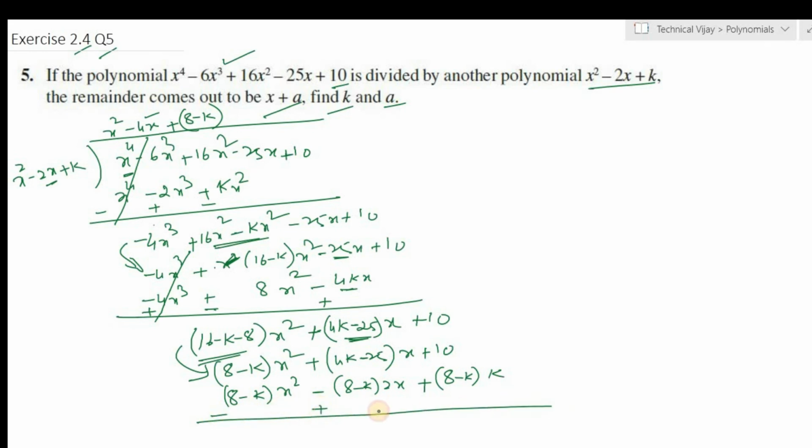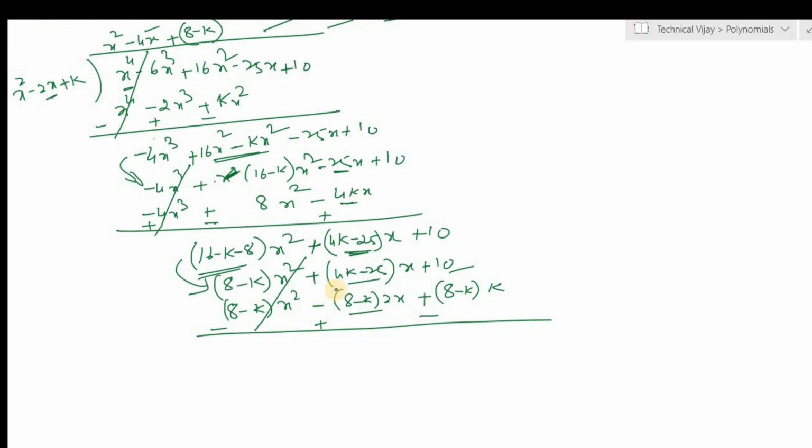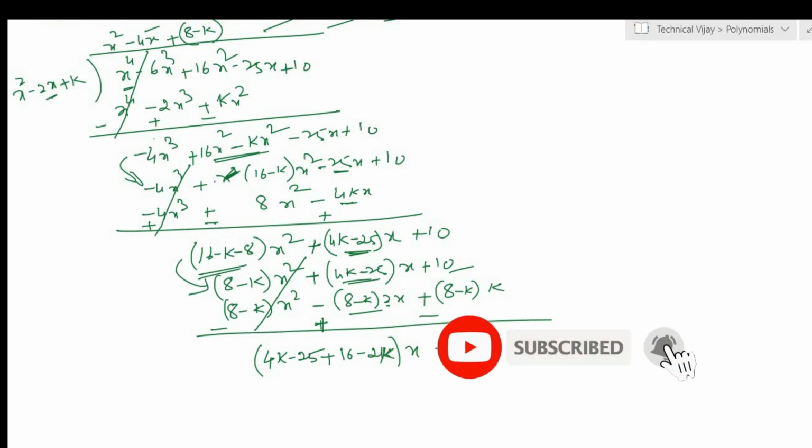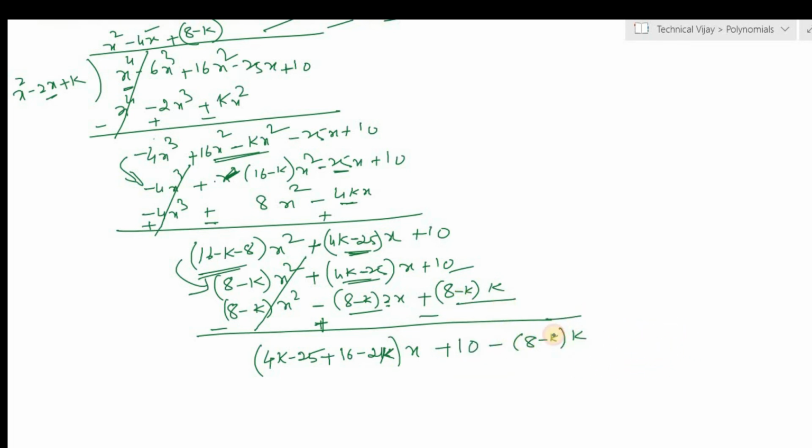So this is minus, this is plus, this is minus, so this gets cancelled. Here this is positive and this is also positive, so both are added: 4k minus 25 plus 8 minus k into 2x, where 2 into 8 is 16 minus 2k. This is the x coefficient, and plus 10 minus 8 minus k into k. Okay, so now this one and this one.